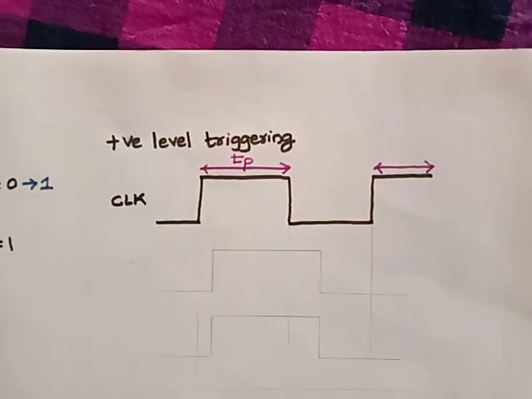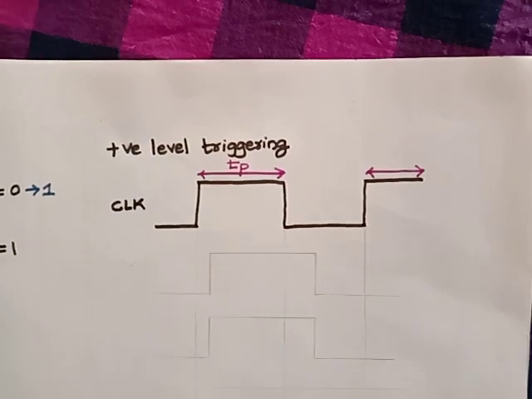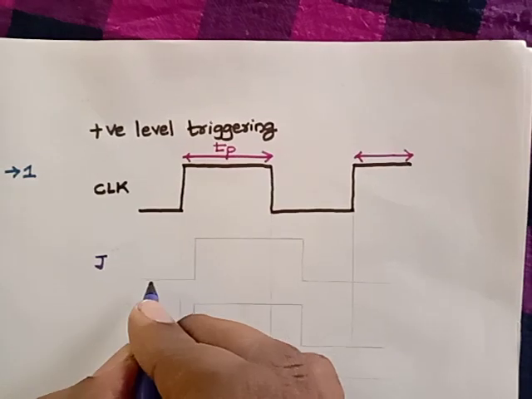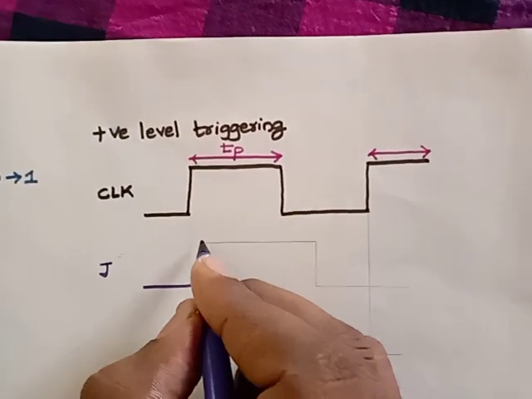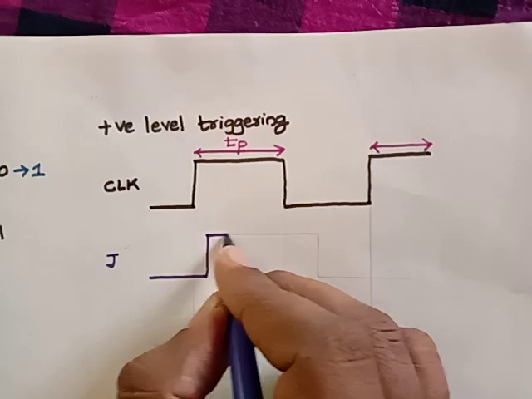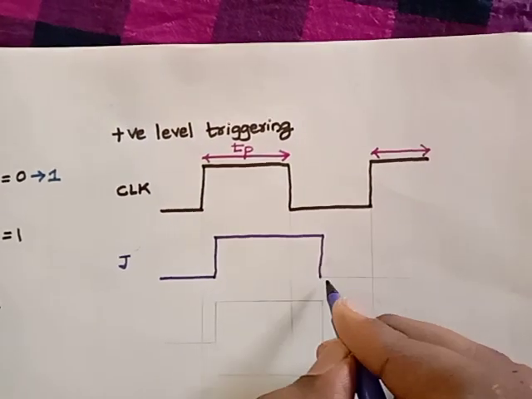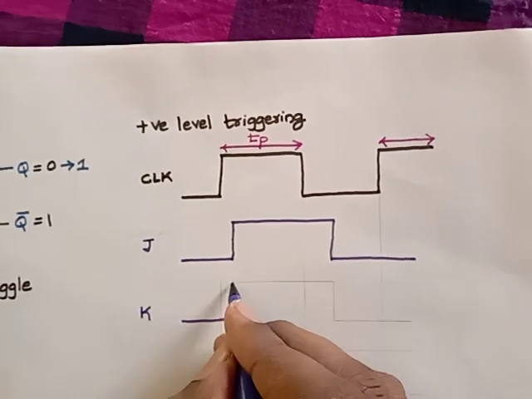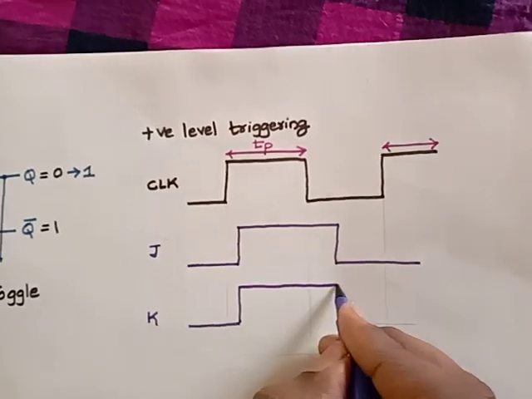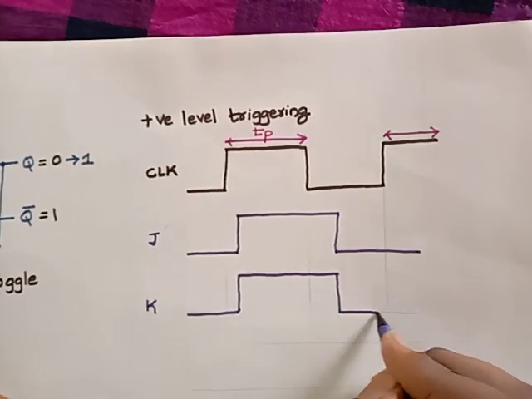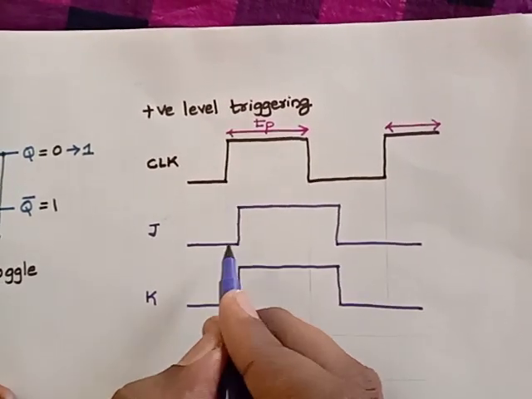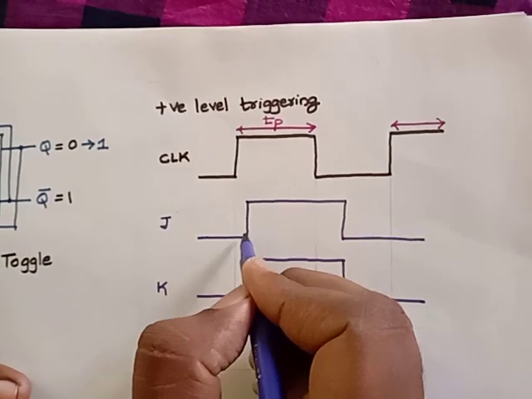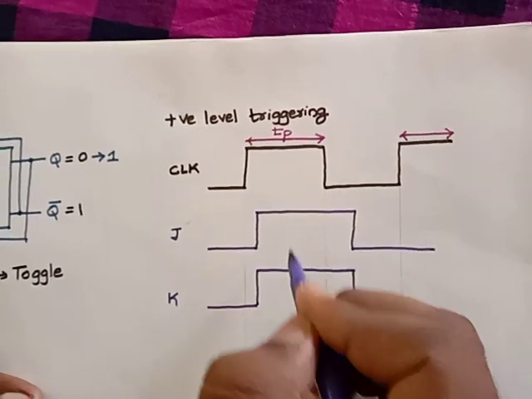Clear? Now let me draw the inputs for J equal to 1 and K equal to 1 here. Here I am going to assume J. So J is initially at 0 state, and at this point it goes to 1 state. Similarly, since both our values are same, I am using the same color here. So here if you see, up to this point J equal to 0 and up to this point K equal to 0, and at this end both your J and K are equal to 1.